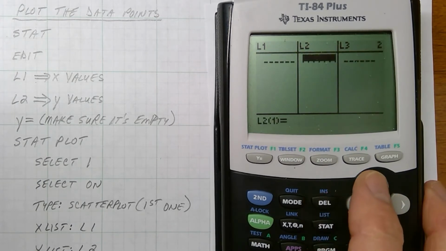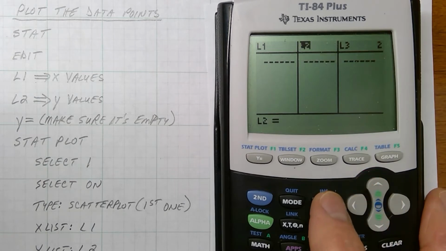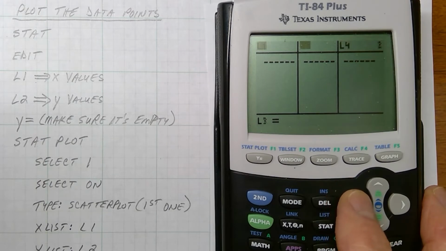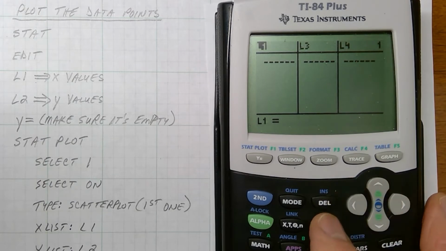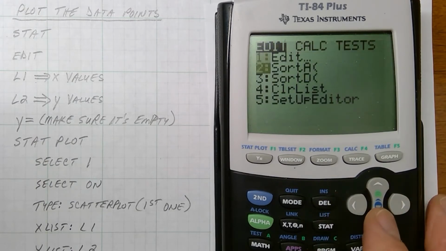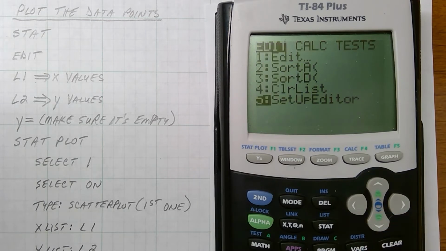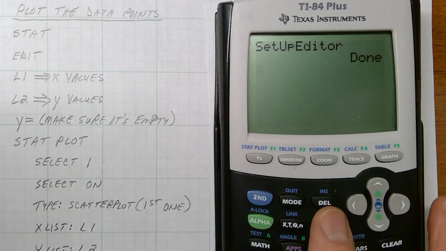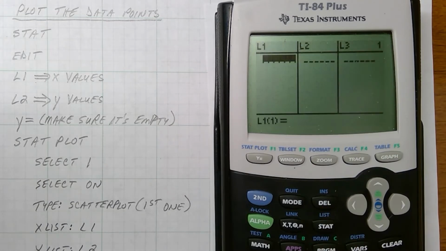Now, I like to show this every time. Sometimes you accidentally go too high and you accidentally delete your whole list, like I just deleted list 2 accidentally. Don't panic if that happens. Just hit Stat and go down to option 5 and choose that. You might have to press Enter again, and that'll allow you to bring back list 2. So Stat, Setup Editor, that'll bring back your list if you accidentally delete it.